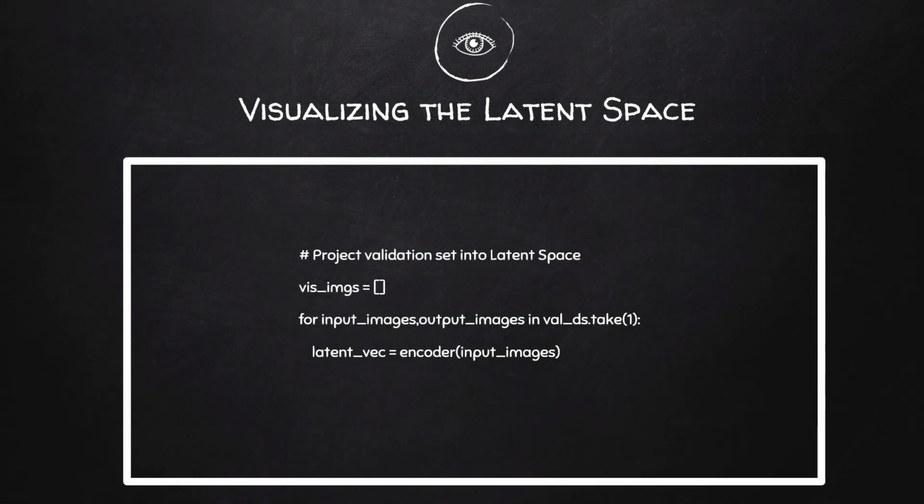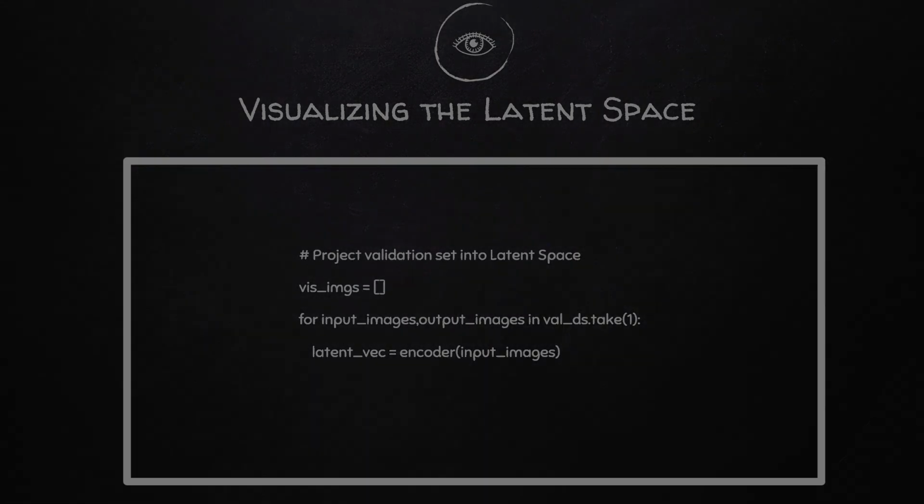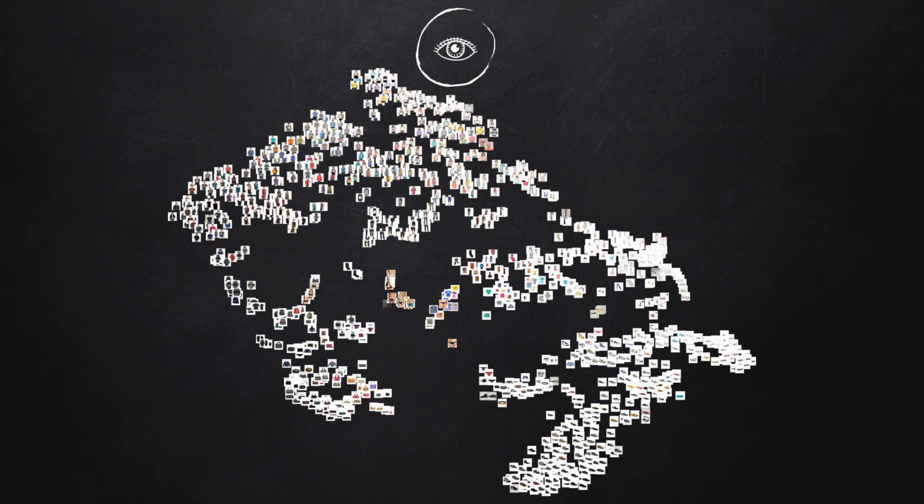As we did with the PCA embeddings earlier, we project images into a hyperspace. However, this time we use the trained encoder model to achieve this task. The output latent vectors are then plotted using TSNE embedding, which further reduces the dimensions to 2 dimensions for visualization.